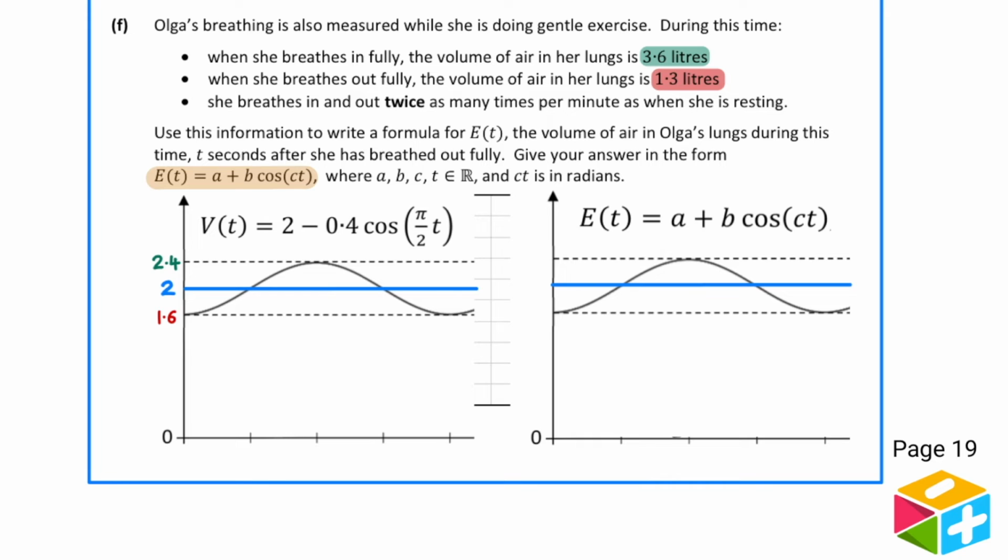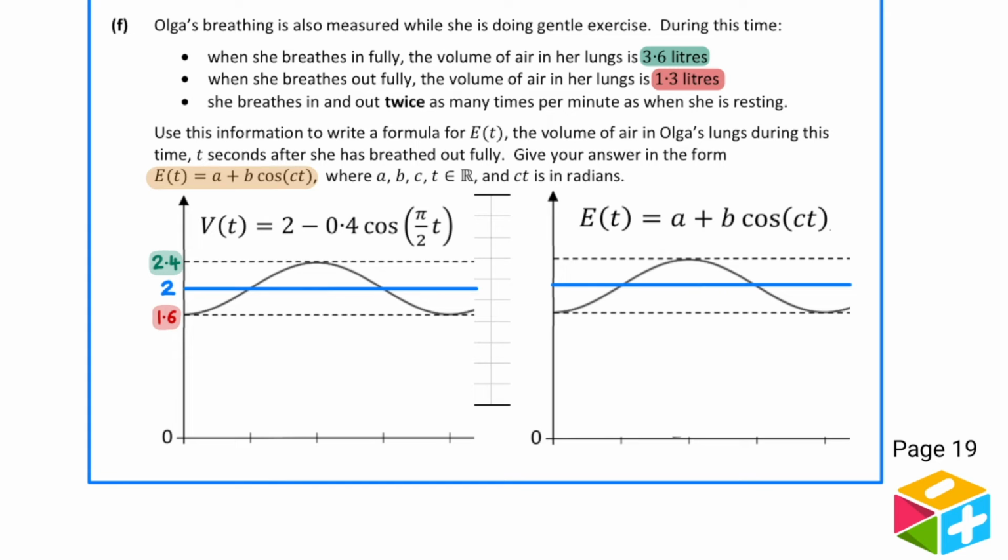Because of this, we can use the structure of V of t as a starting point and then adapt things as necessary to get E of t. On the left here, I've copied out a portion of our graph for V of t, which was on the previous page. Earlier, we found that the minimum value of V of t was 1.6 and the maximum value was 2.4.